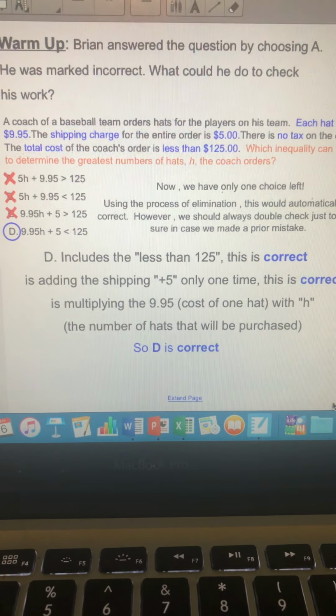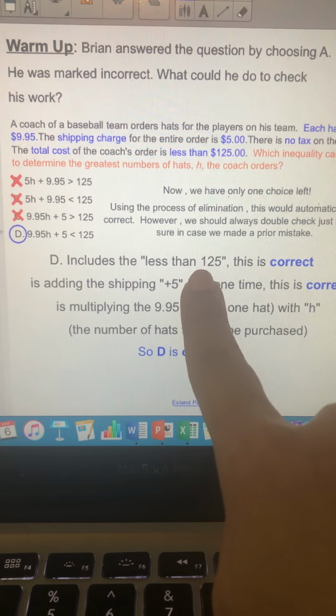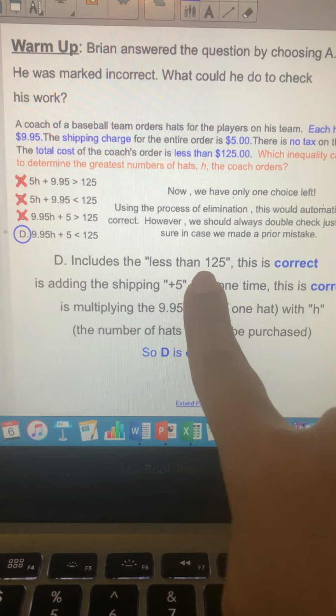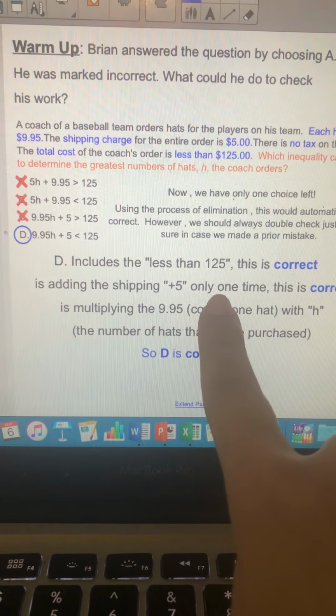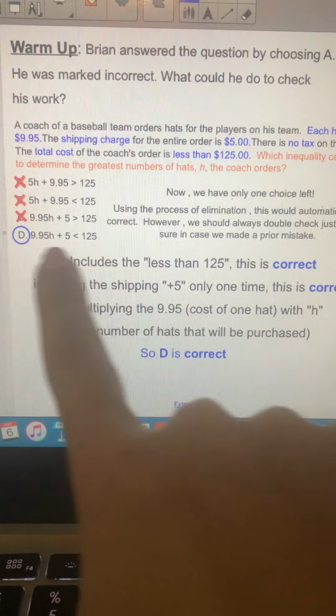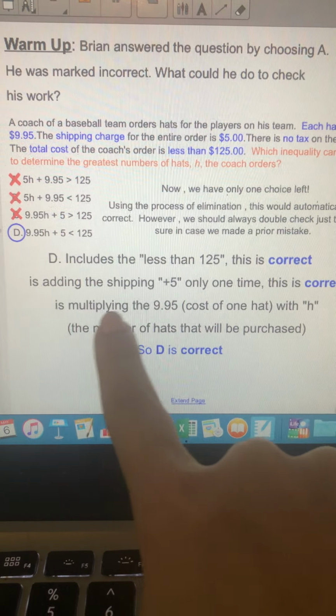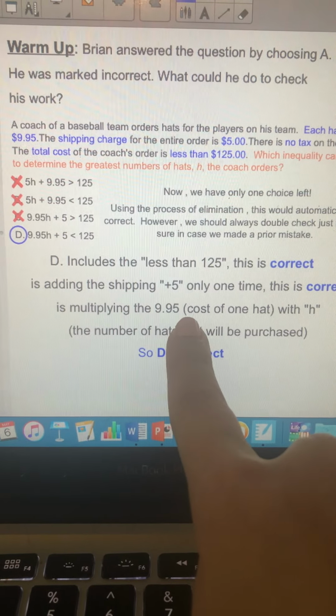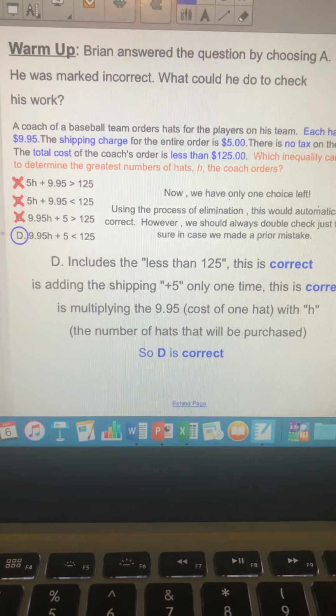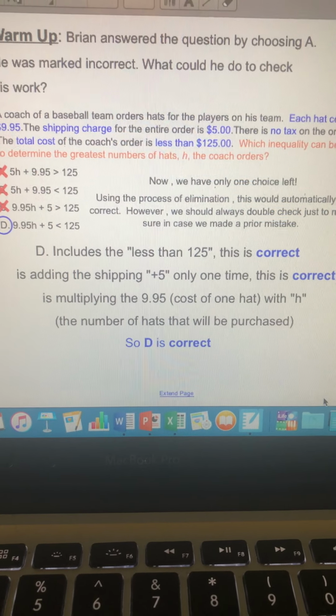And now everything is correct. We have that it is less than 125. That's correct. We have the plus 5 for the one-time shipping charge. Correct. And then we also have $9.95 being multiplied by the cost of the hat, which is also correct. So that is why D is correct.